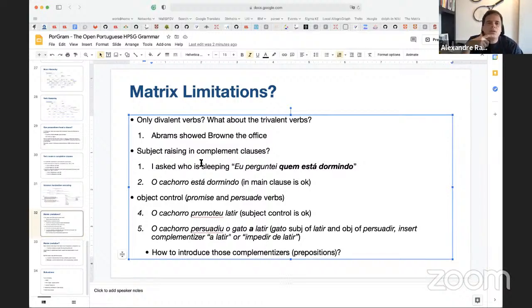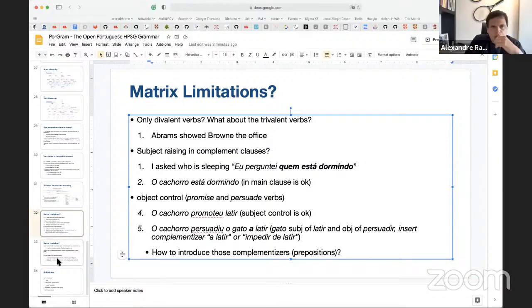In a complement clause. So I ask who is sleeping. So we have this situation where "quem está dormindo". So in the main clause, we have this "está dormindo", right? So the point here is that the subject of estar is the subject of dormindo. There is a raising between these two verbs. And in the main clause, we are able to model this situation, but in the complement clause, we have some limitation on modeling those phenomena. A similar situation for object control, and as I said before, how to handle these complementizer situations like the compound complementizers that I just described.